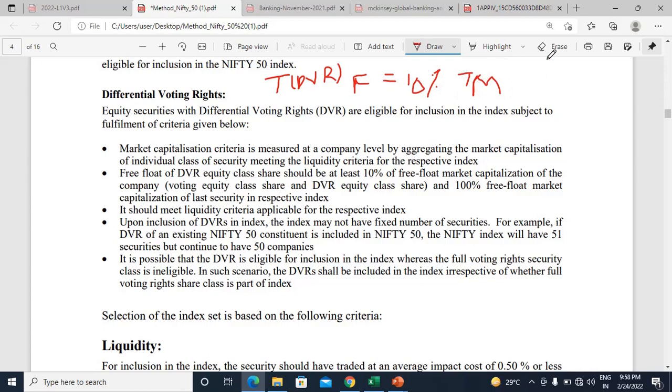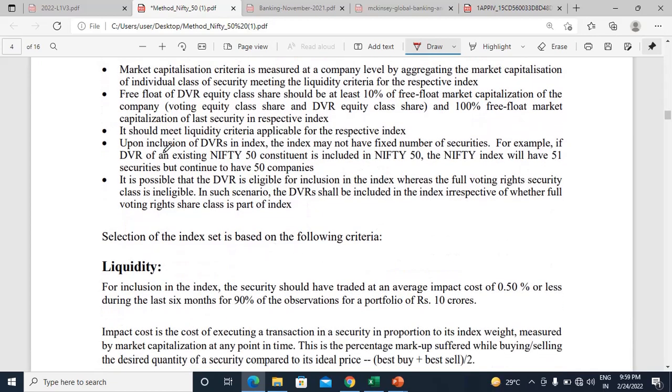Voting equity class shares means this, and 100% free float market capitalization of last security in respective index. It should meet liquidity criteria applicable for the respective index. So what is this liquidity criteria? This one is the liquidity criteria. We'll be looking at it again after some time.